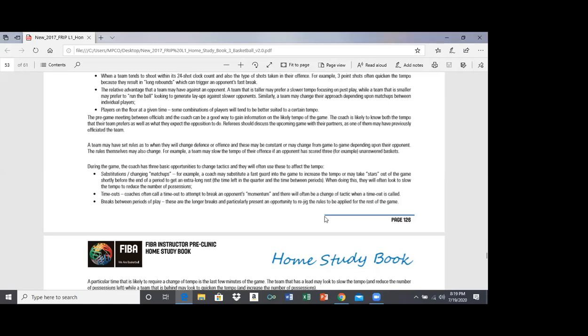Next item is breaks between periods. Of course, these are the intervals of play between the first and the second quarter. You have the interval of play of 2 minutes, and then the halftime interval of play between the third and the fourth, and then any overtime. You have a couple minutes of interval of play. Breaks between periods of play. These are the longer breaks, and particularly present an opportunity to rejig or change the rules to be applied for the rest of the game.